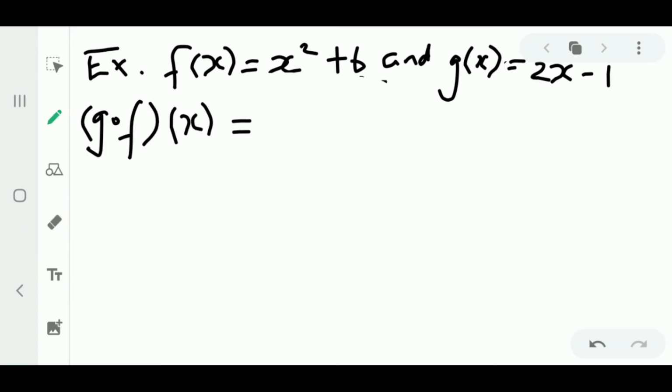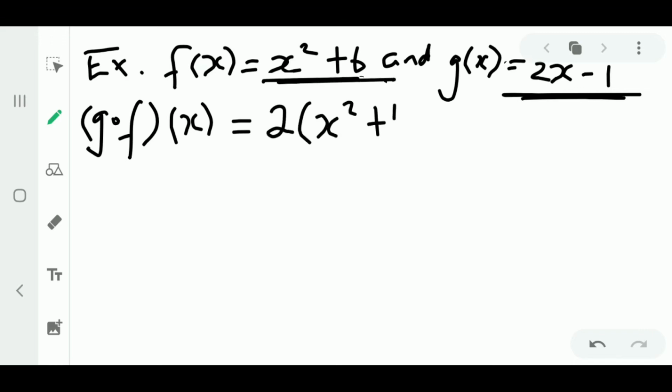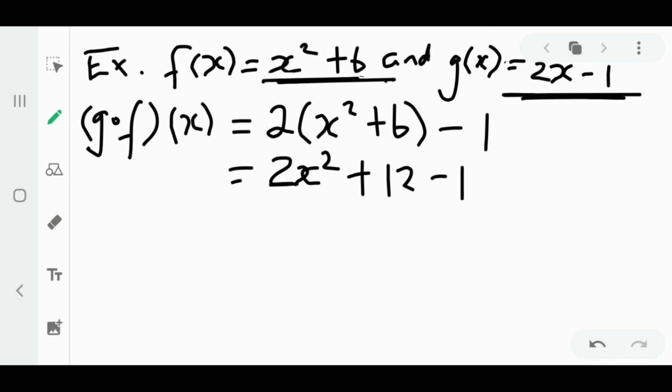Because g comes first, that means this is our basis. So anywhere we see x, we're substituting what f of x is, which is this here. So it's 2 times x squared plus 6 minus 1. And again, we want to make it look neat, so we expand the bracket. So it's 2 times x squared, which is 2x squared, plus 12 minus 1, which is equal to 2x squared plus 11.